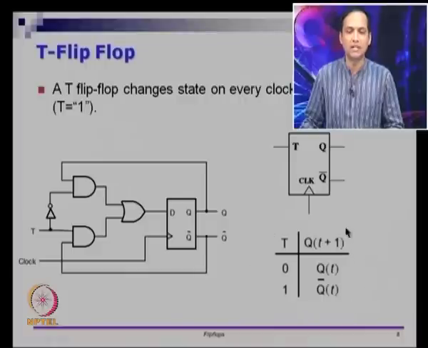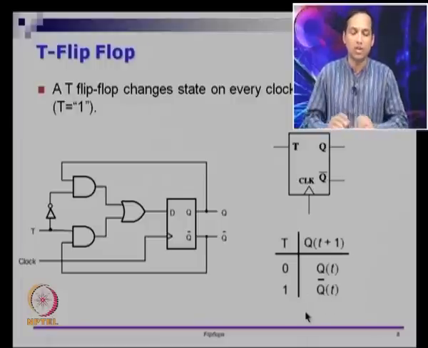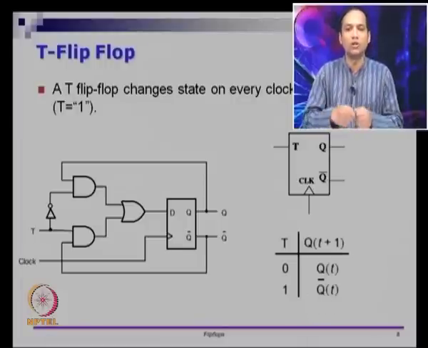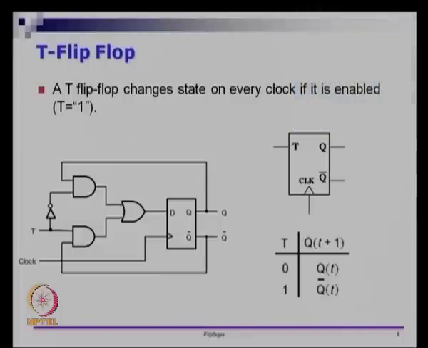The characteristic table is given here. When T is 0, Q of t plus 1 is the same as Q of t. When T is 1, Q of t plus 1 is Q bar of t. Right. This is a toggle flip flop. This toggle flip flop is quite handy if you want to toggle some signal in every step. So this is a very nice and handy circuit to have, and this brings us to the end of module 20.